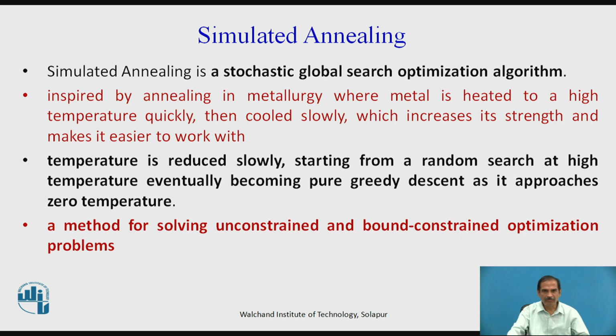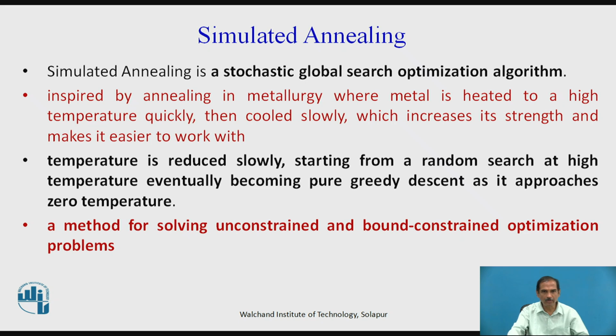We first go to the first algorithm, which is simulated annealing, a stochastic global search optimization algorithm inspired by annealing in metallurgy. That is, by heating and cooling, you increase the strength of a particular metal, which is easier to work with. The temperature is reduced slowly, starting from a randomized search at high temperature, eventually becoming purely greedy descent, and the approach is at zero temperature.